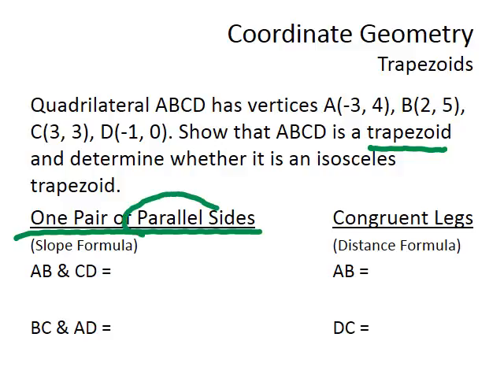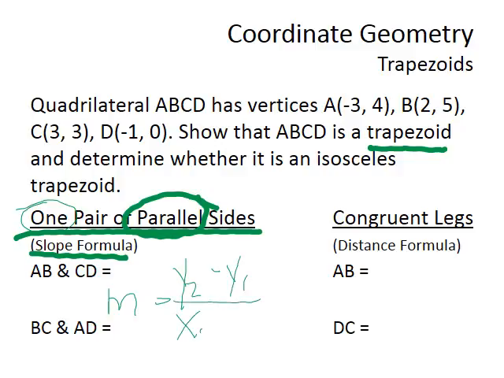So for parallel lines on a graph, we need to look at the slope and see, do opposite sides have the same slope? And we only need one pair. But if both pairs are parallel, then it's not a trapezoid. That's going to be a parallelogram. You just want one pair of parallel sides. So we use our slope formula, which we've reviewed a lot in this chapter. Rise over run, or y2 minus y1 over x2 minus x1.